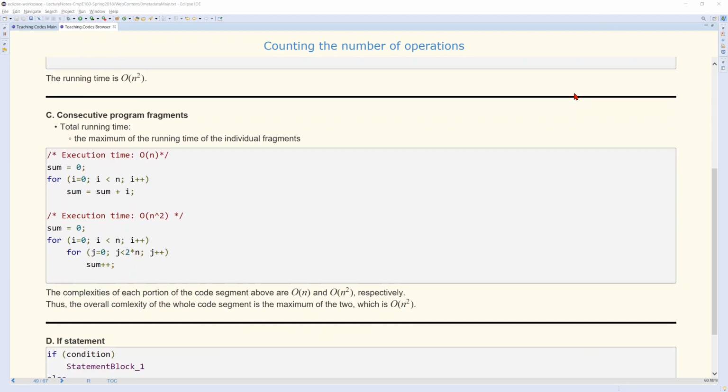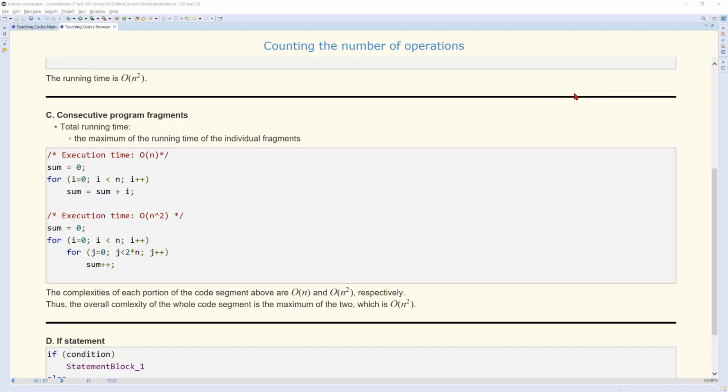How about having two fragments in a program, this time not nested one in another as we had in the previous nested for loops case, but this time these fragments are coming one after another in a consecutive manner. Let's look at the example here. In the first fragment, we have a simple for loop, which is, as we have studied earlier, O(n) complexity. And the second fragment contains O(n squared) complexity because we have the outer loop iterating n times and the inner loop iterating 2n times. So it has complexity O(n squared).